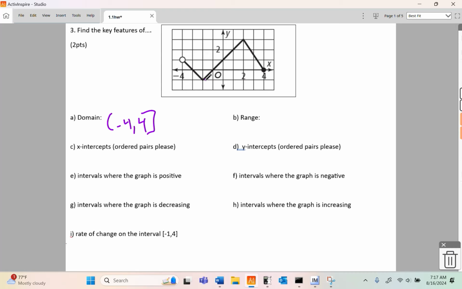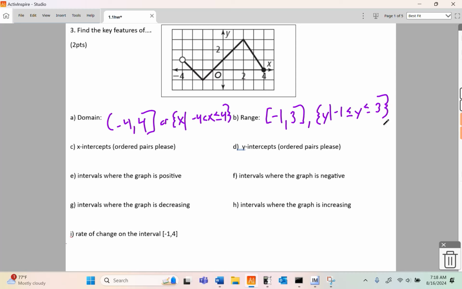Range, I see a low y value of -1 and a high y value of 3. And these points do exist. If they didn't exist, there'd be a hole there. So -1 to 3. Oh, and if you like set builder, you could do something like this. All values of x such that -4 is less than x is less than or equal to 4. And for the range, all values of y such that y is greater than or equal to -1 and less than or equal to 3.